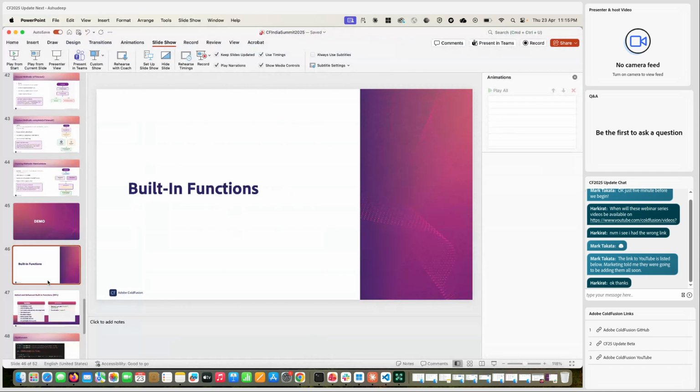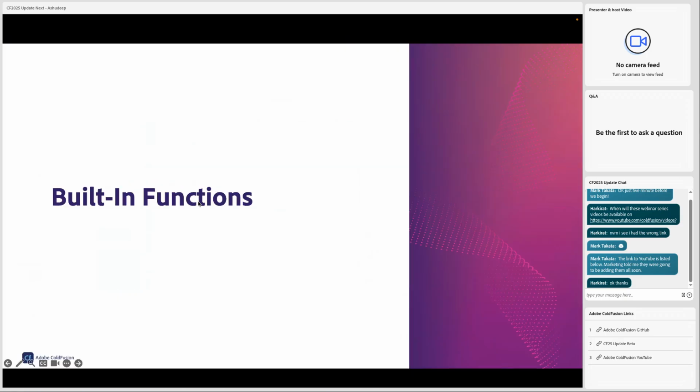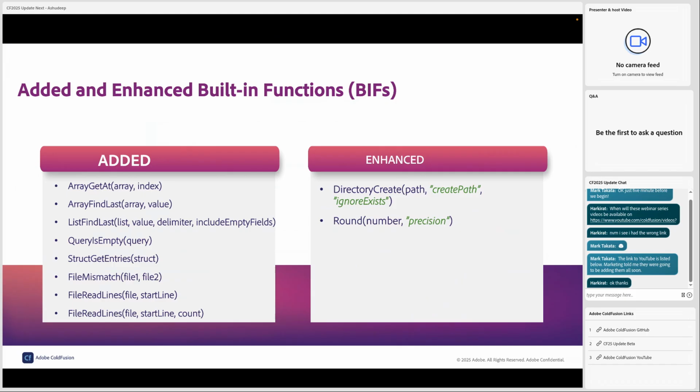So basically, coming to the built-in functions that we have introduced so far, we have added and enhanced some of the built-in functions. Let me talk about the added built-in functions. We have added arrayGetAt, arrayFindLast, listFindLast, queryIsEmpty, structGetEntries. Then these are the interesting ones, right? fileMismatch. fileMismatch detects where two files diverge. If you want to find out where the files are dissimilar, you can invoke this function.